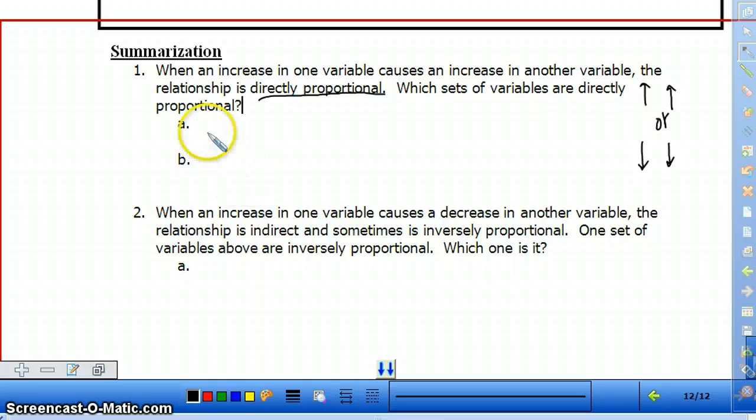There's one relationship where when you increased one, you saw a decrease in the other. And that relationship is called indirect, or sometimes inversely proportional. One of the sets of variables is inversely proportional, and so that means if one increases, the other goes down. If the first one decreases, the other one goes up. And you can find which one that is and record it here. And that's the end of your assignment.